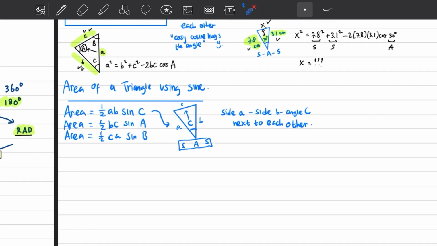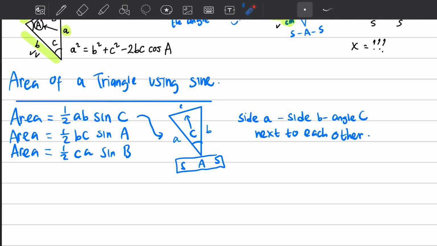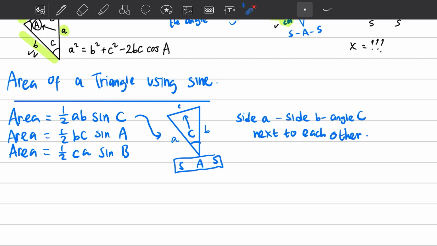The last one is the area of a triangle using sine. There are three formulas. The first one is half ab sine C, the second one is half bc sine A, and the third one is half ca sine B. But once again, you should know how to use the formula, understand the formula, rather than just memorize the formula.